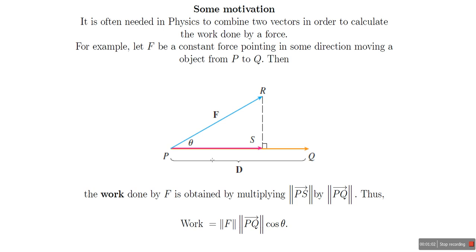Now, the work done by this force is simply obtained by looking at the projection of the force F onto the displacement vector. This vector is obtained by PS, and to compute the work, we take the magnitude of PS times the magnitude of the displacement vector PQ. So all of this together is nothing but the magnitude of the force F times the magnitude of the displacement vector PQ times cosine of theta, which is the angle between the force F and PQ.